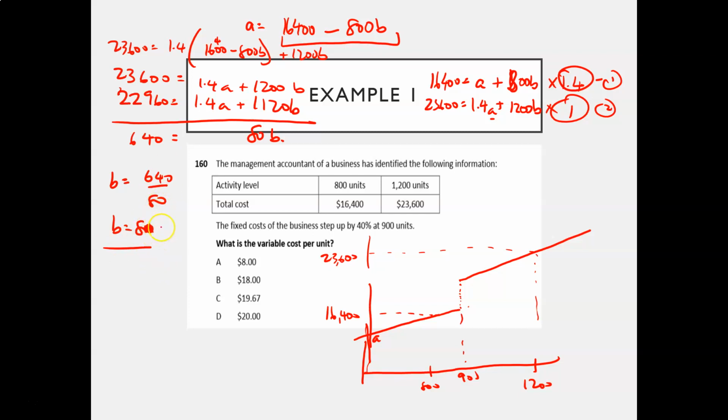So I found b. b is my variable cost. So yeah, I think that's kind of the thing over here. b is equal to 8. Right. And I've done it algebraically. Okay, great. Let's look at the next one.